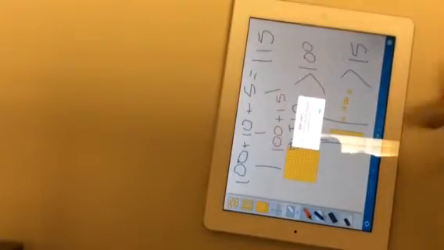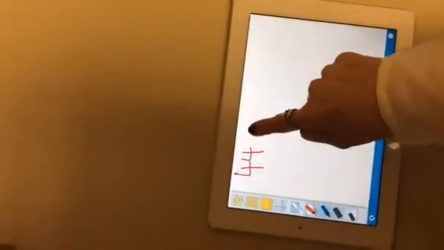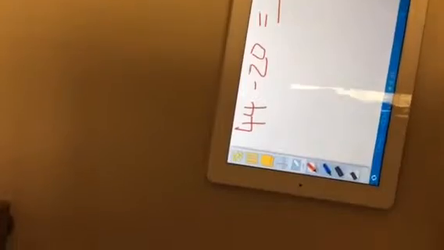We will now move to subtraction. Teaching subtraction with base 10 blocks can also be helpful. For example, sometimes it is hard to imagine taking away 20 from 44. So our problem would be 44 minus 20 equals what?